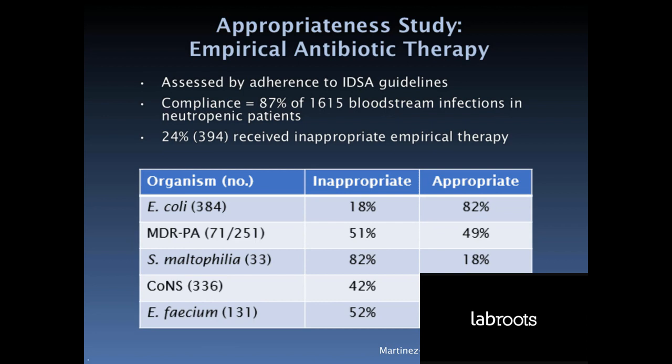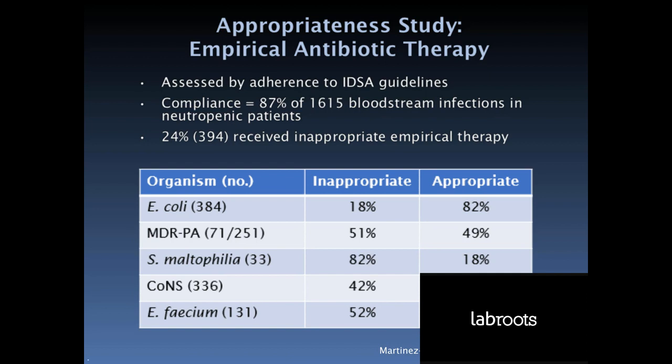This slide shows data for 5 organisms. Not surprisingly, empirical therapy did best for E. coli infections, being appropriate 82% of the time. It was inappropriate in 18% of cases. That is, almost 1 in every 5 patients, for reasons such as ESBL production or multi-drug resistance, had inappropriate therapy.